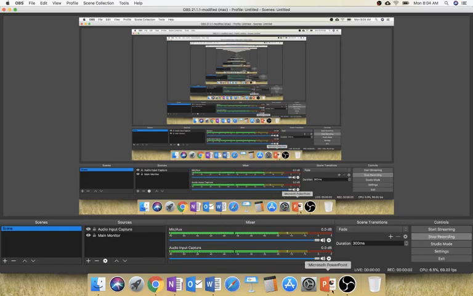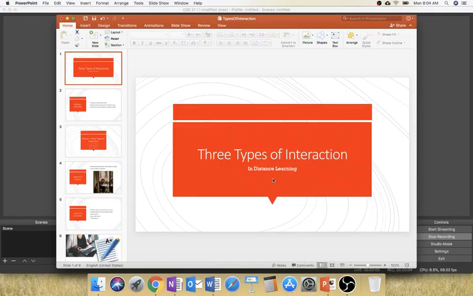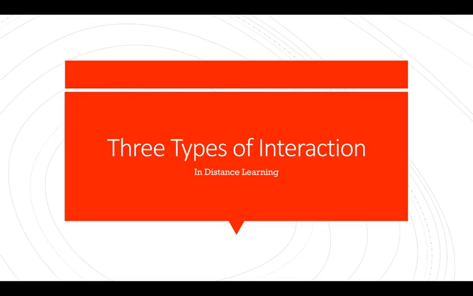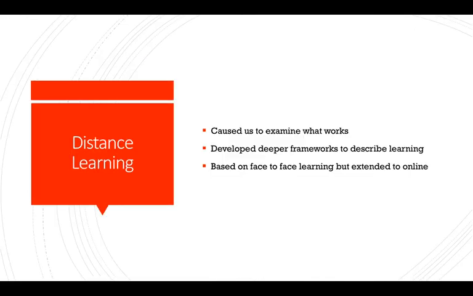All right, let's talk about Moore's three types of interaction in distance learning. And I think these are important types of interaction to understand as we move forward. Basically, the background for this is that distance learning was brought about, and as we started to really look closer at distance learning, yeah, it's been around for many years, but especially online learning, which is a part of distance learning, that has come about recently.